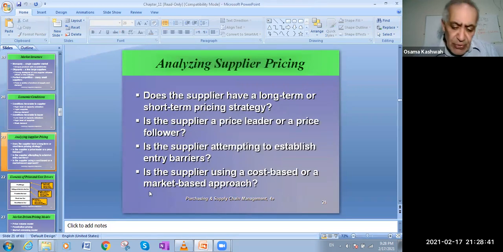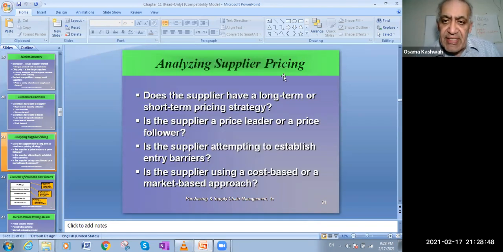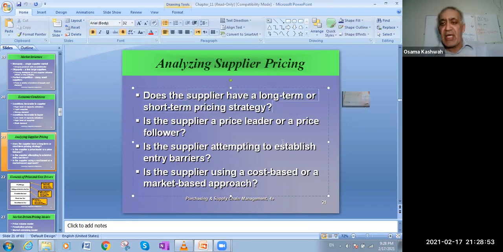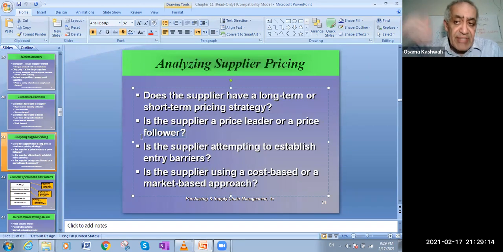We'll go now to page 21, analyzing supplier pricing. Does the supplier have a long-term or short-term pricing strategy? Is the supplier a price leader or a price follower? A supplier that is a pioneer in the market puts the prices and other suppliers follow him. A price follower means other companies, as pioneers, put the prices and he follows them.